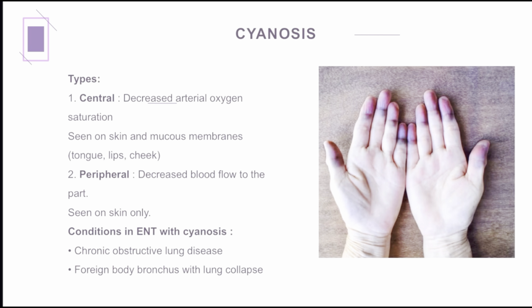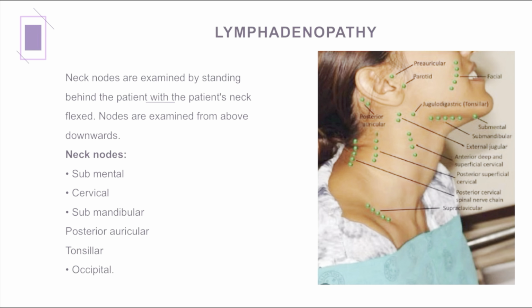And there are 2 types of cyanosis, that is central and peripheral. Central is the decreased arterial oxygen saturation that is seen on skin and mucous membranes, and the peripheral is due to decreased blood flow to the part, seen only in the skin. Next most important topic is lymphadenopathy. Lymphadenopathy is the enlargement of lymph nodes, inflammatory or non-inflammatory in origin.